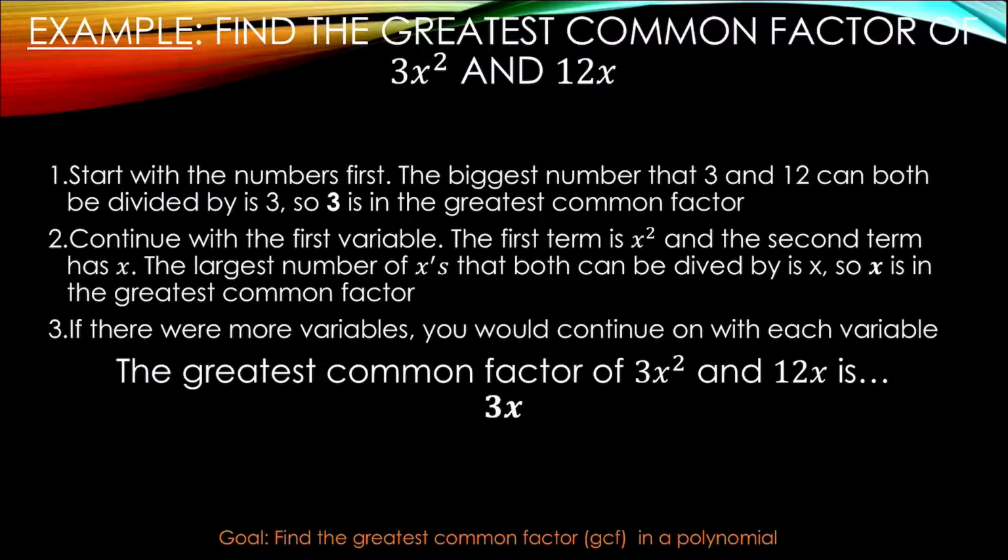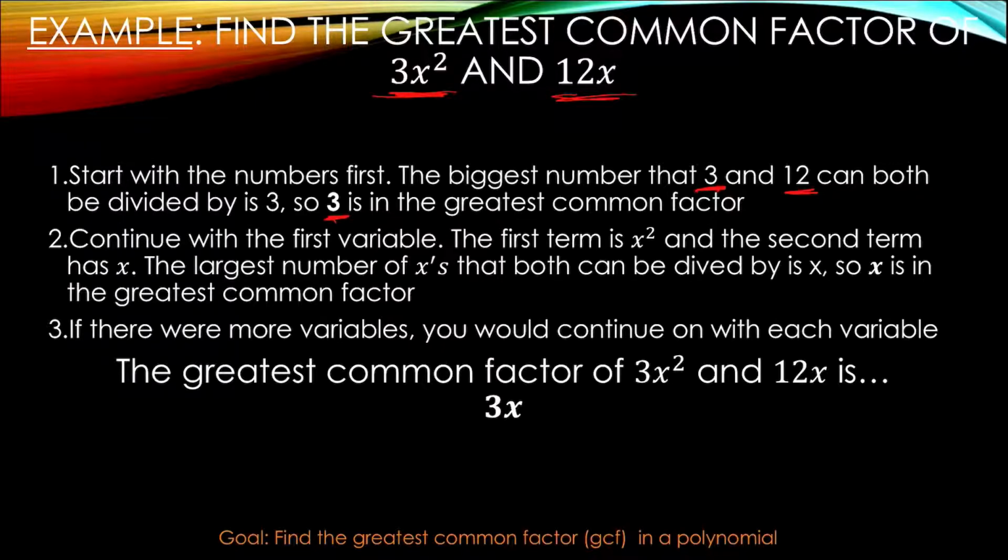So here's our example. Find the greatest common factor of 3x squared and 12x. I like to start with the numbers first. So I'm going to say, what's the biggest number that both 3 and 12 can be divided by? Well, in that case, it's 3, right? 3 can be divided by 3, and 12 can be divided by 3.